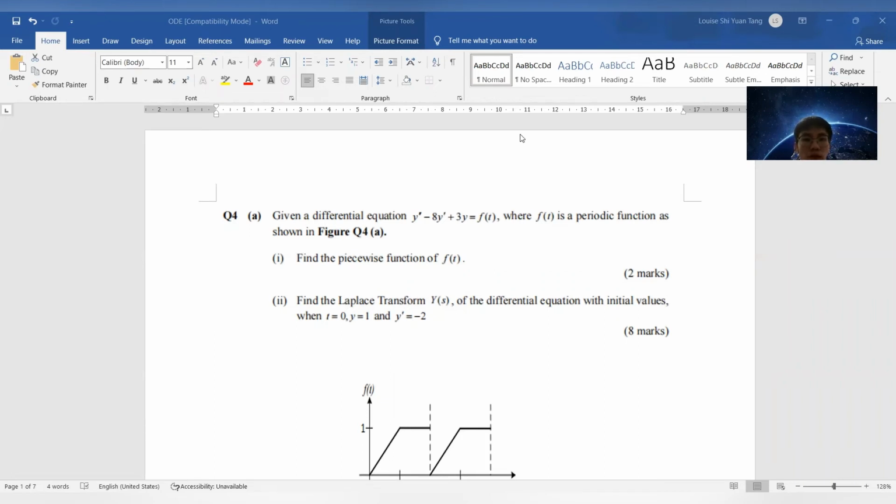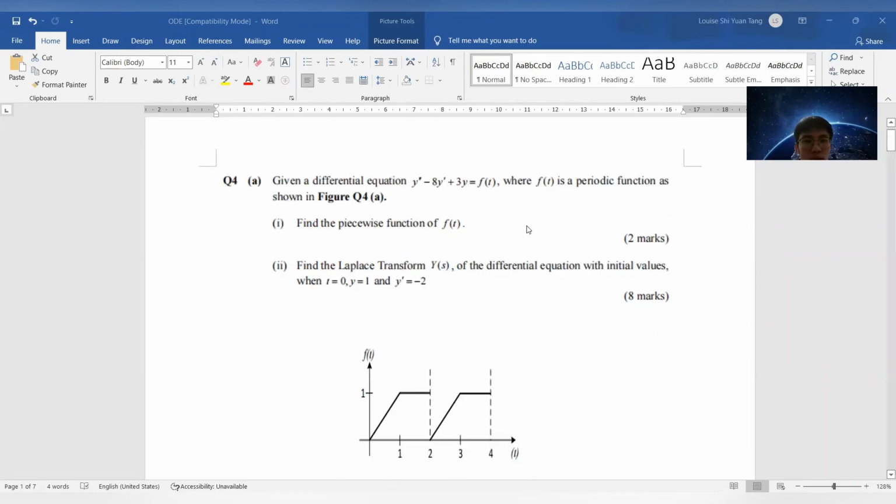Question 4A is divided into two parts. It is about a given differential equation y double prime minus 8y prime plus 3y equals f(t), where f(t) is a periodic function as shown in figure 4A here. The first thing we need to find is the piecewise function of f(t), and the second is to find the Laplace transform Y(s) of the differential equation with initial values when t equals 0, y equals 1, and y prime equals negative 2.